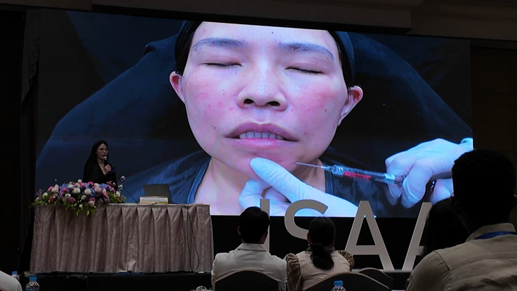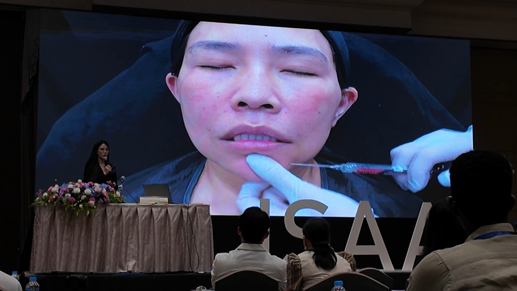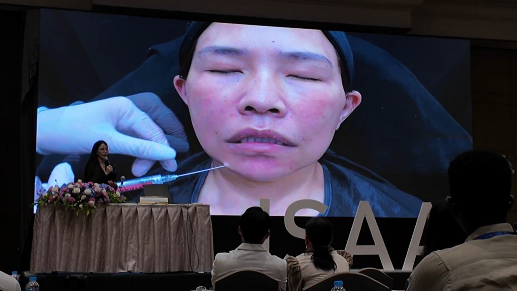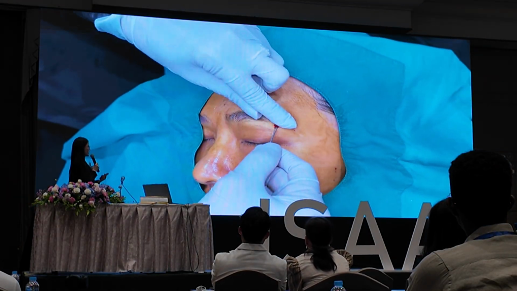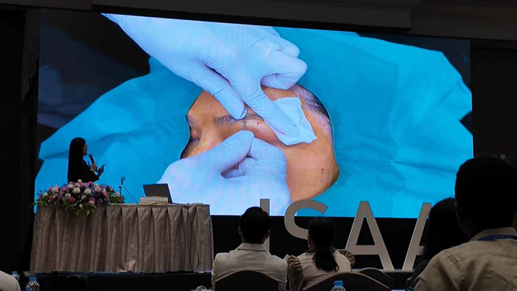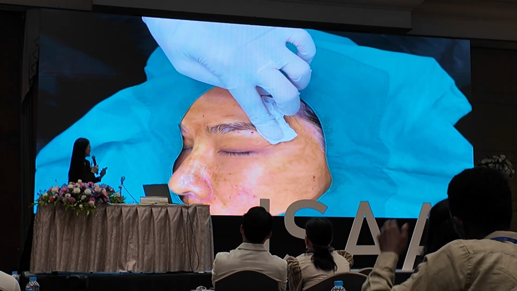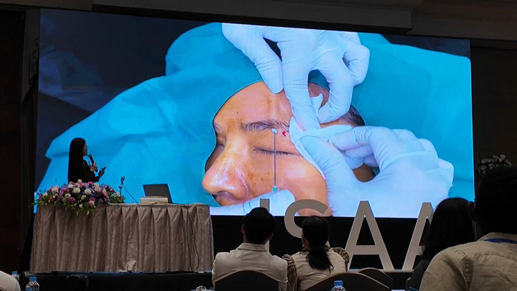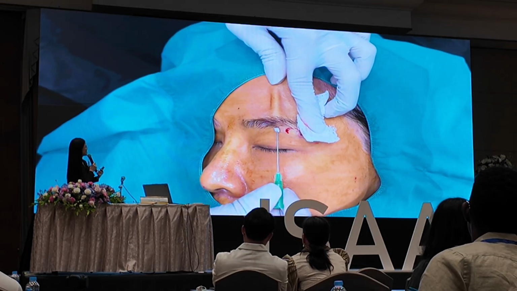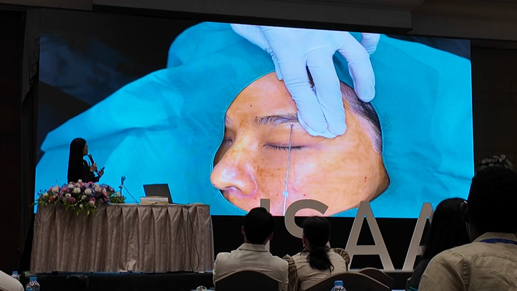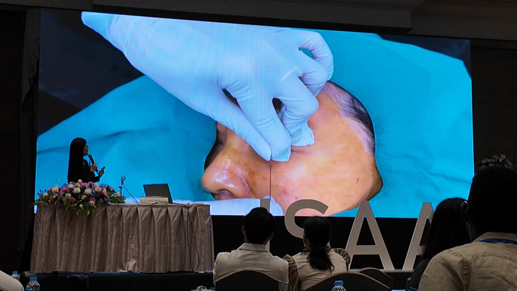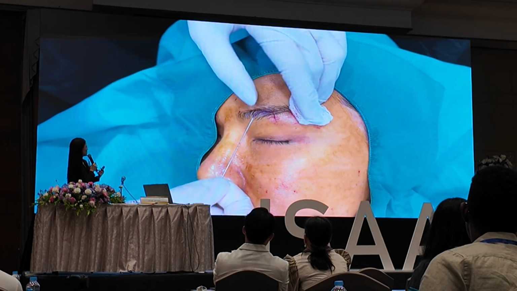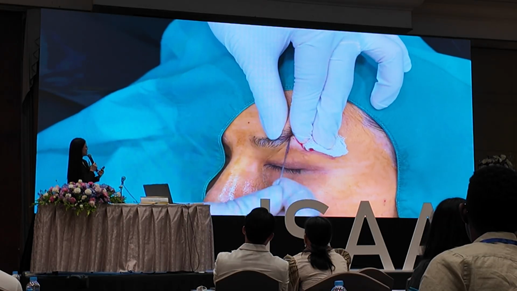Then I use the blunt cannula to do the myomodulation of the chin area and for the chin augmentation. In this case, I didn't elongate her chin. Now I move to the thread, the N-Corp with the reinsertion technique. We cut and reinsert.